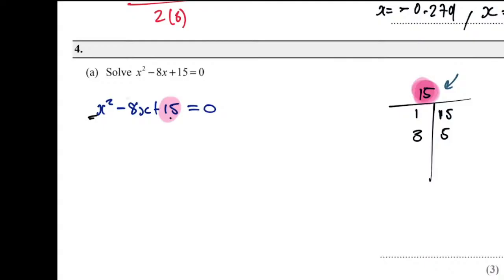You look for the sign here. If it's negative, it means they'll both be negative. The reason they multiply to give you a positive 15 is both of them are negative. When both have the same sign, your answer will always be positive. So there will be negative and negative. Will it give you negative 8? Negative 5 and negative 3? Yes.